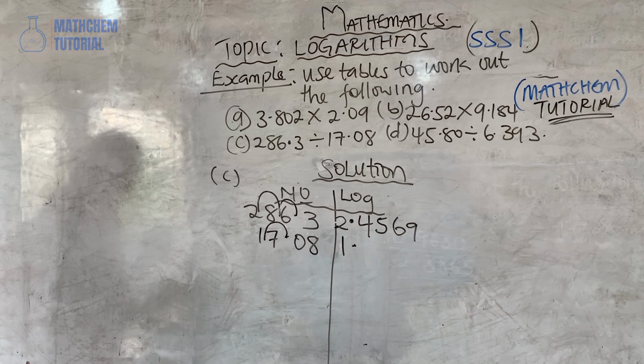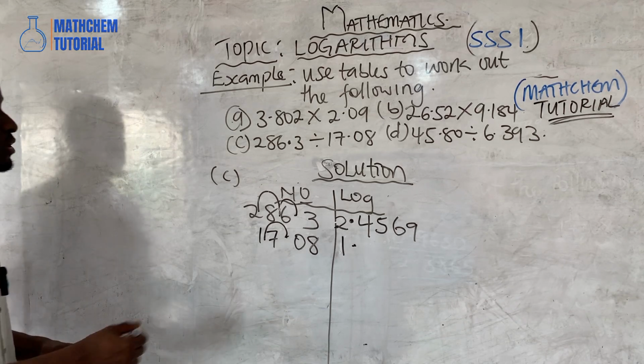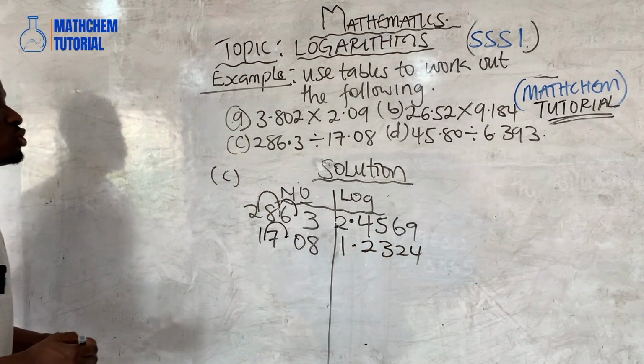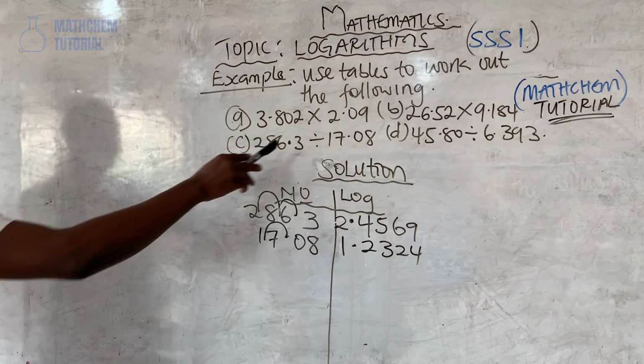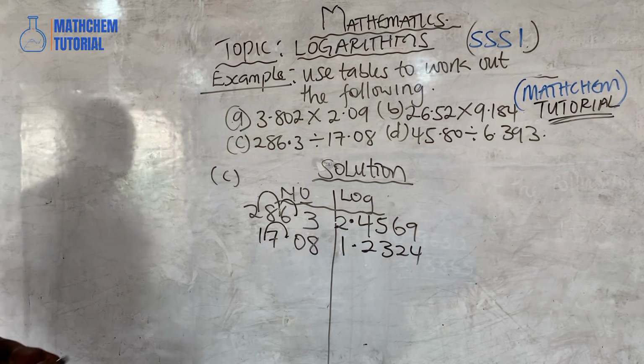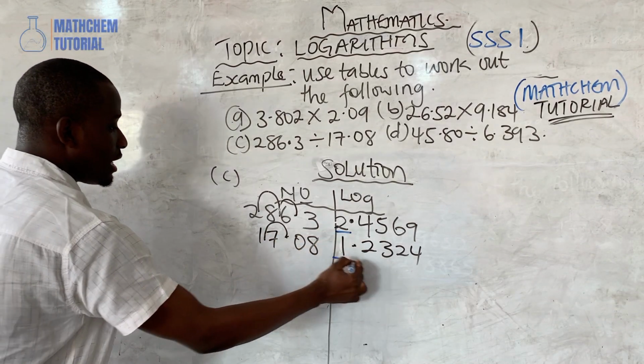Difference 8 here is 20. So 17 under 0, difference 8, will be 2304 plus 20, and that gives me 2324. Then I have it here as 2324. Then what do I do next? Because the question has a division sign, division sign will change to minus. So I have to subtract. Now let me minus this.